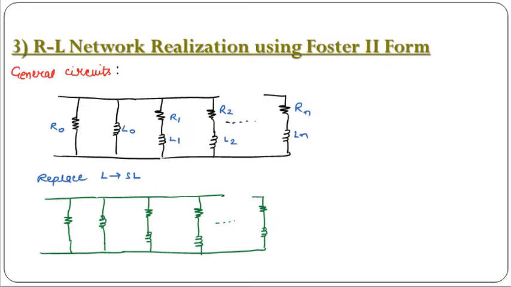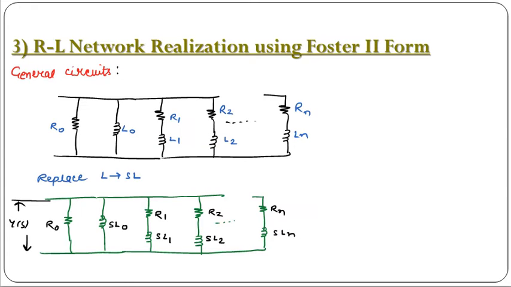This is R0, this is sL0, this is R1. जो रेसिस्टेंस है वो s डोमेन में as it is रहेगा, तो उसमें कोई भी चेंज नहीं आएगा। Inductor will become sL1, sL2, sLn, and this is admittance Y(s).